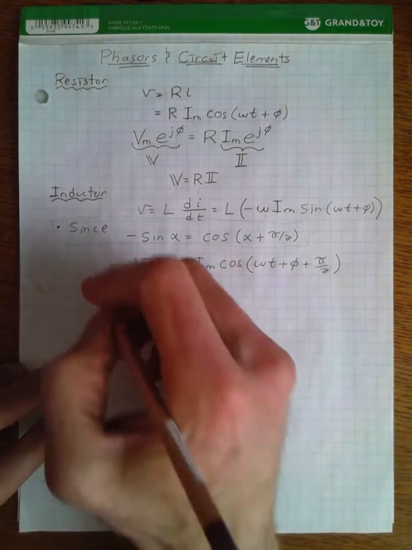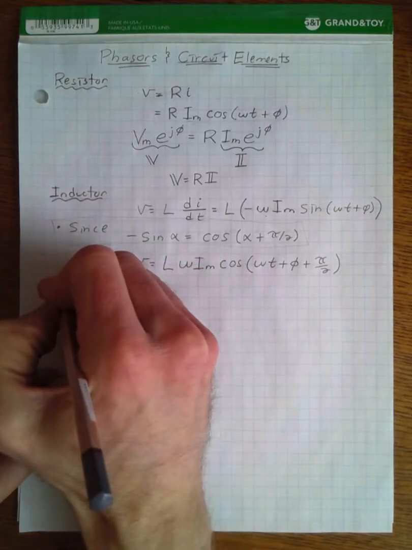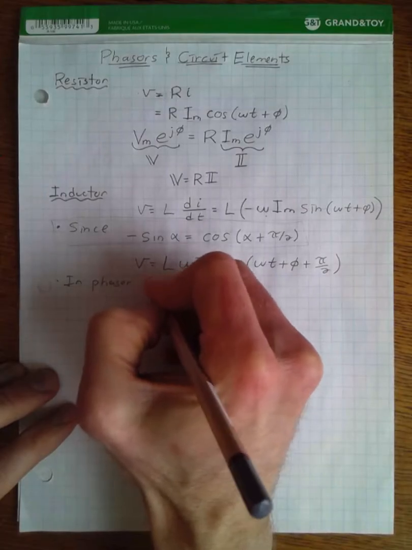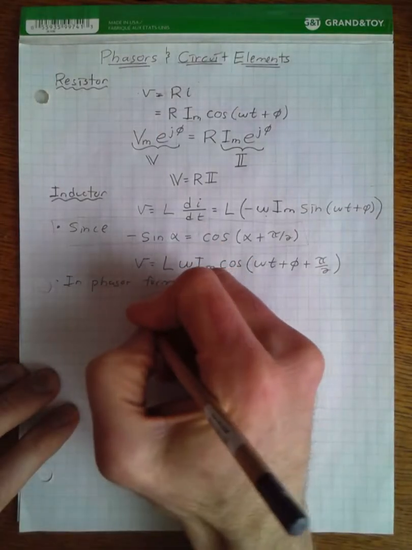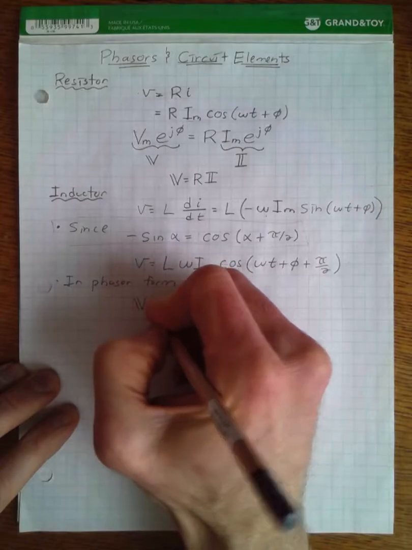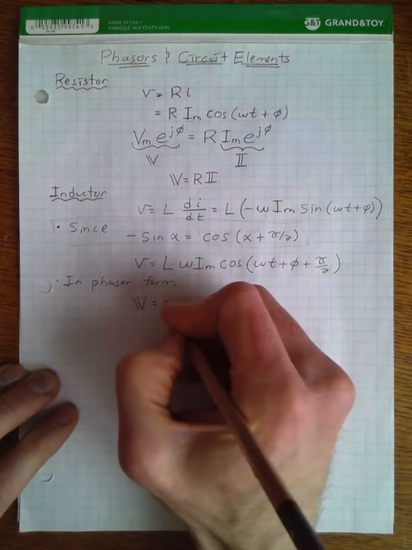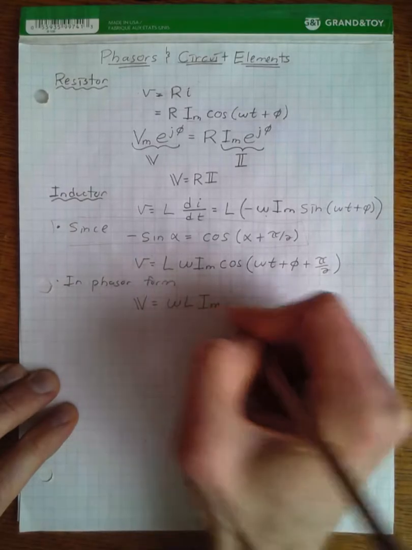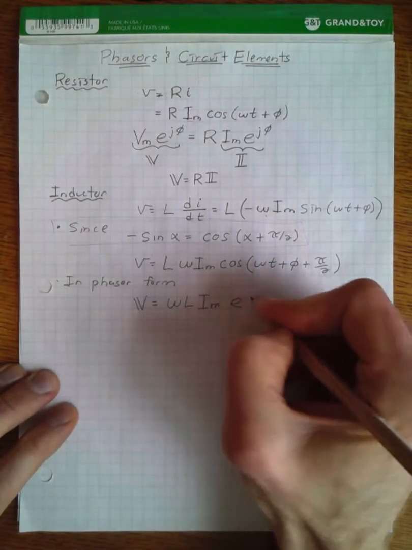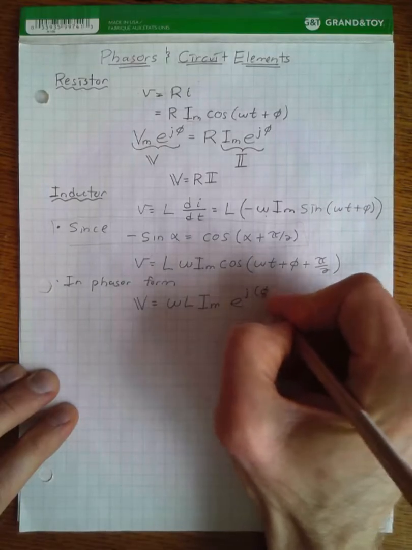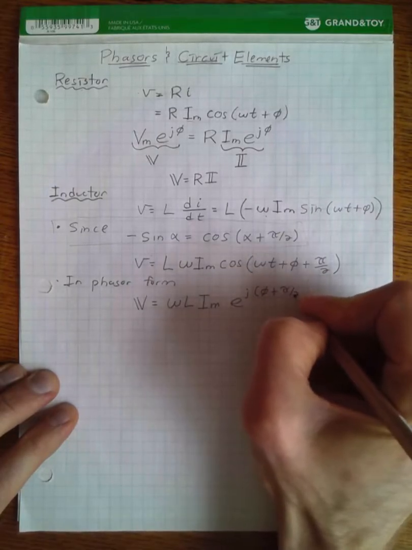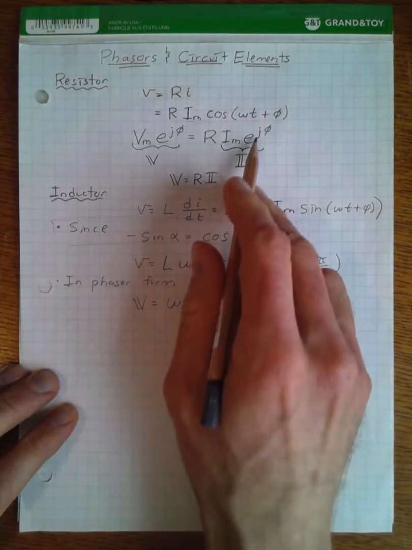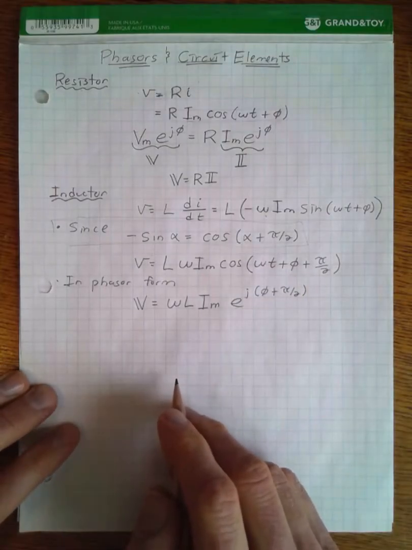If we want to write this in phasor form, we would say that the voltage phasor is equal to omega L Im, so this is our magnitude, e to the j phi plus pi over 2. Right? Because now our phase shift is not just pi like it was up here, it's pi plus pi over 2.